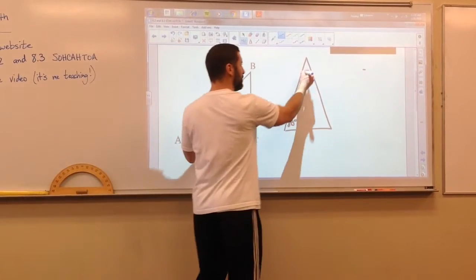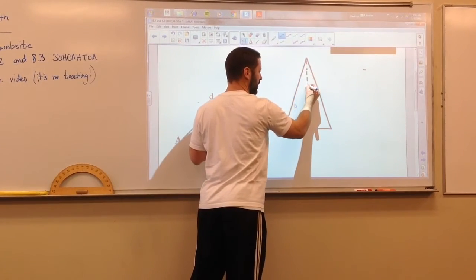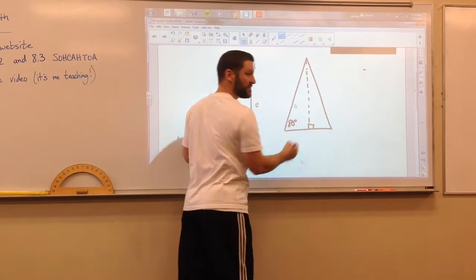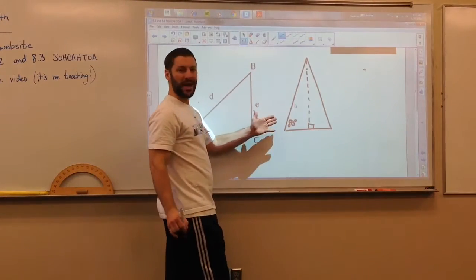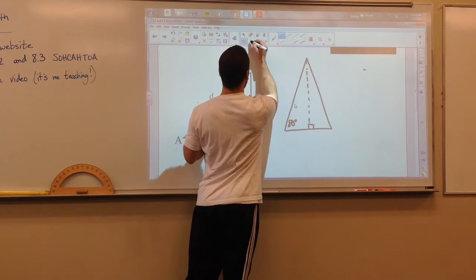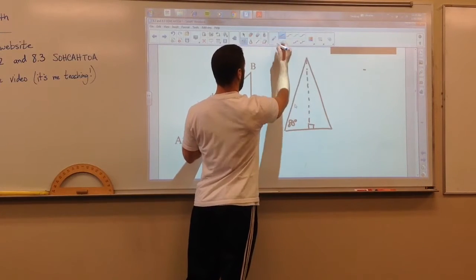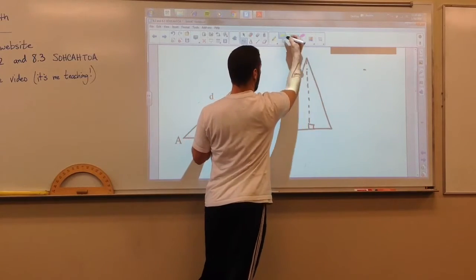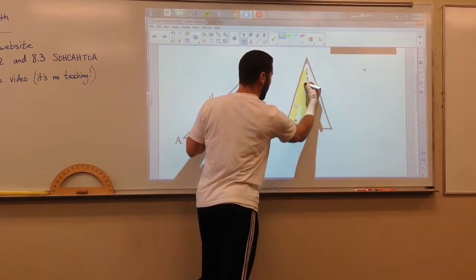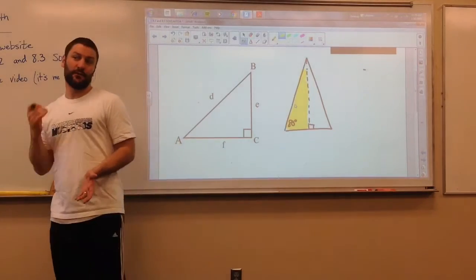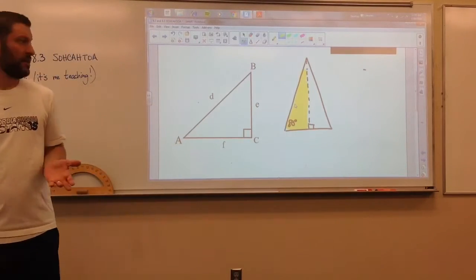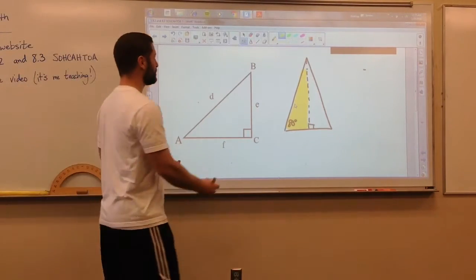So then he would be able to form a right triangle. This trig stuff is right triangle stuff. He'd be able to form a right triangle. I can see my right triangle right in here. And that is not a 30, 60, 90, or 45, 45, 90 triangle. So he had to have some other math.